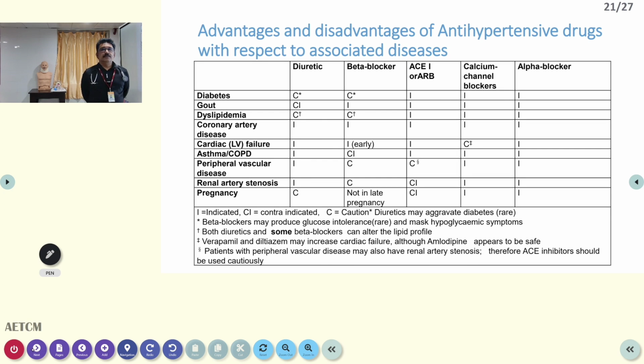There is a chart which tells you where all these drugs are indicated, contraindicated, and relatively contraindicated or not safe. All these things are given in this chart. You can read about that. I am not going into a detailed discussion of this chart.